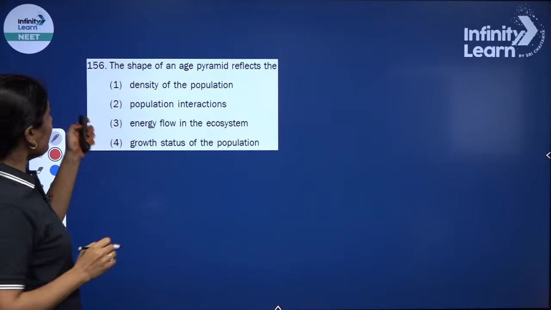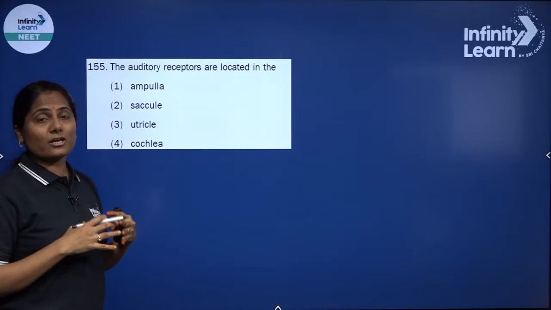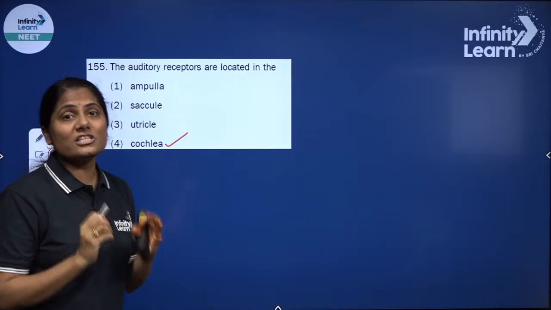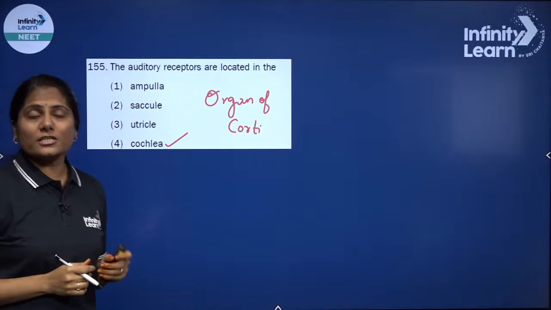The auditory receptors are located in, quite an easy question again. So ampulla, saccule, utricle, we're talking about balance. It's the cochlea which will have the auditory receptors, the organ of Corti, right? That is what is present as the auditory receptor.